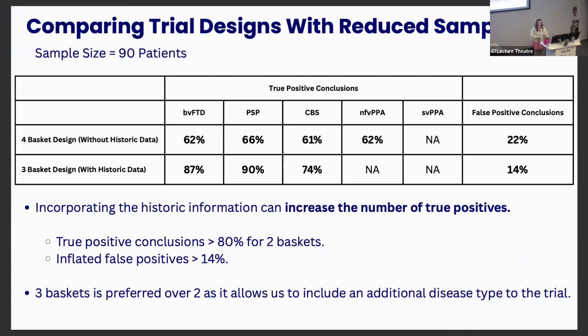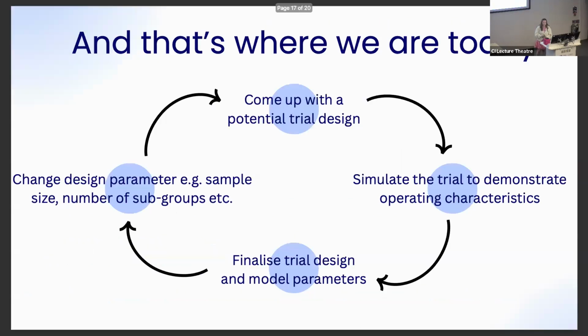So yeah, we did simulation studies again. The bottom row is that 3-basket design with the historic data. And you can see 2 of the baskets reached over the 80% power, and 1 basket had 74% power, but it did allow us to at least make some estimate within that basket, which before with the 2-basket design, we weren't able to do. We do have slight inflation in the error rate at 14%, but again, it's that trade-off in power improvement and type 1 error control. So this is our finalized design at the minute. So a 3-basket design with historic data included.